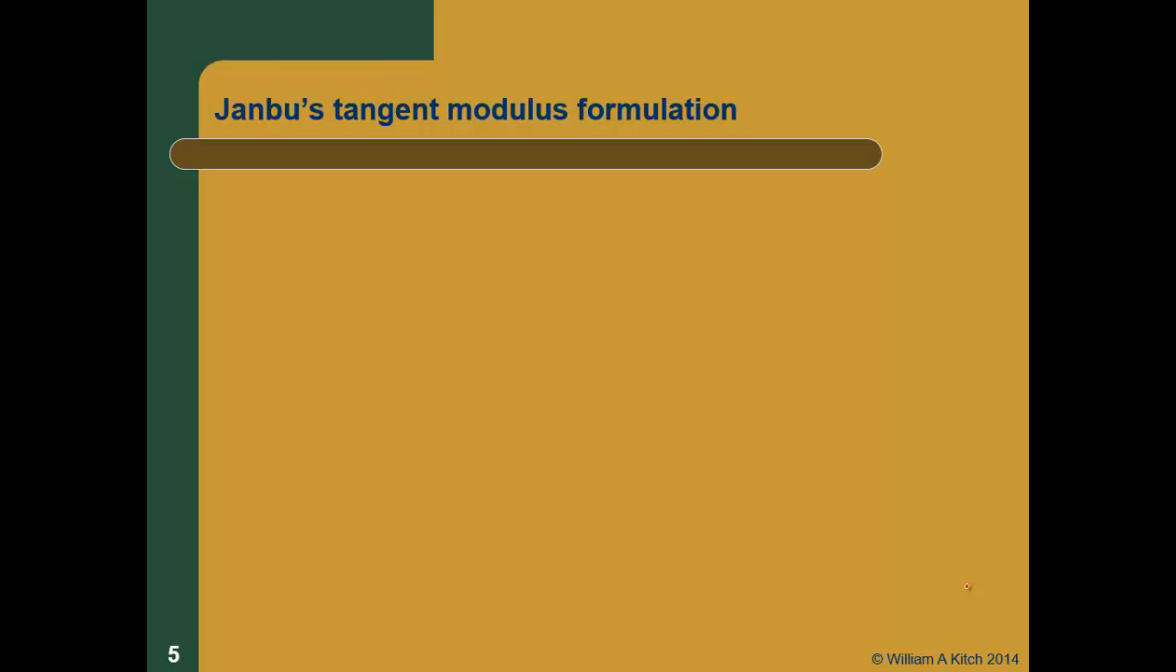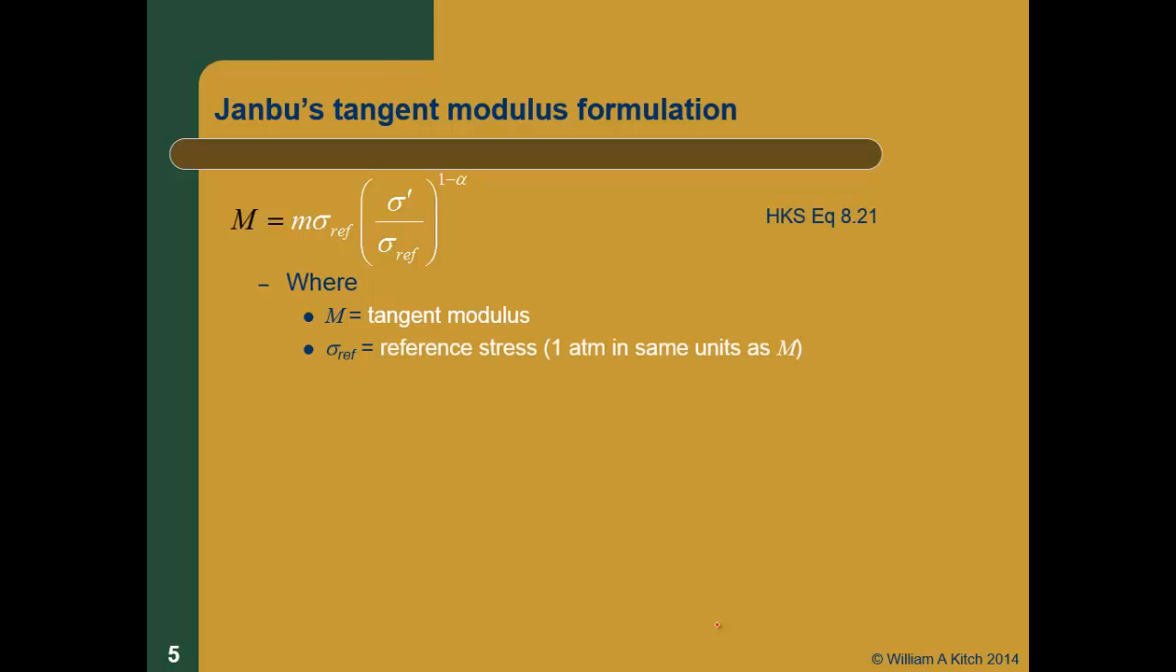Either because he knew a good mathematician or he was a good mathematician, I don't know which it was, Janbu realized that you could model all those with a single equation, where the tangent modulus is going to be equal to, we're going to use some reference stress to take care of our units. And the reference stress is just 1 atmosphere. So if you want it in kPa, you put in one atmosphere in kPa. So that's where you're going to get your units from.